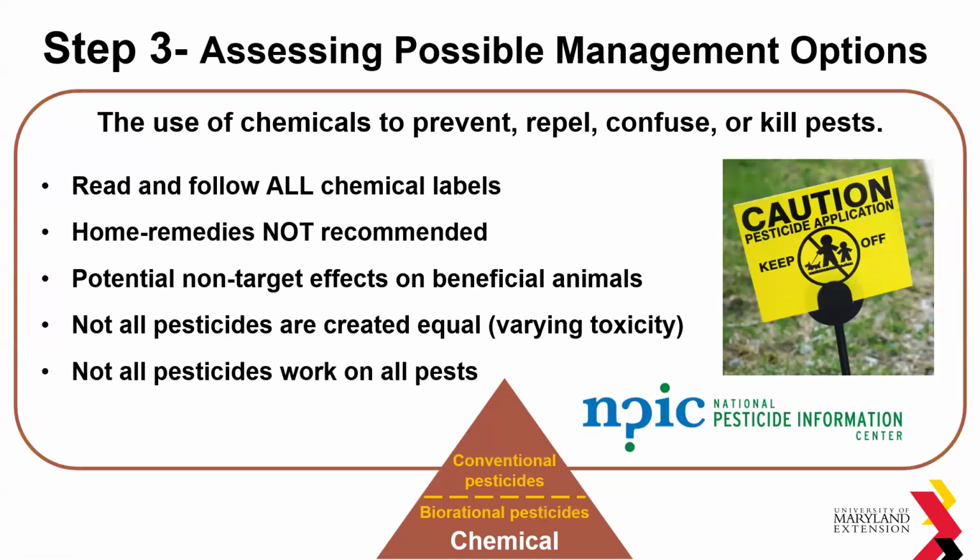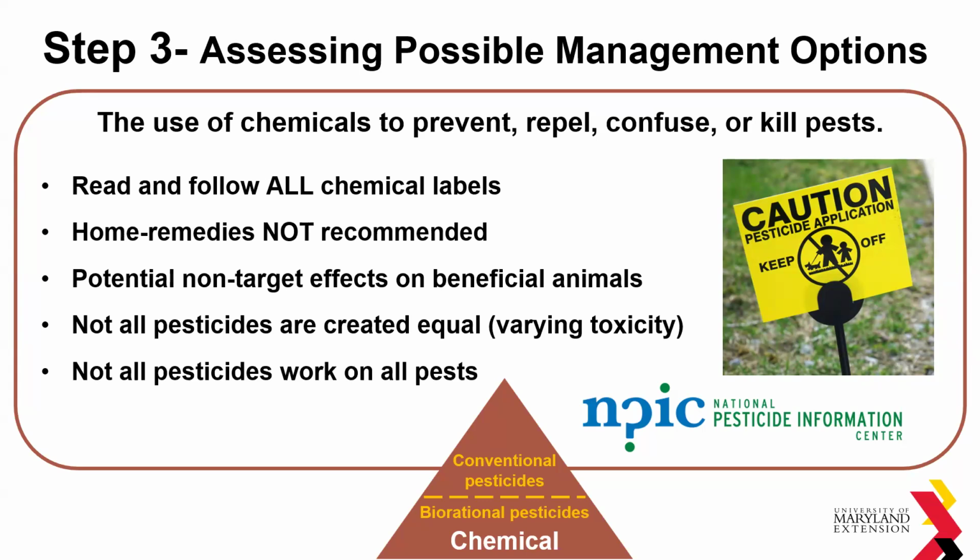Moving up to the top of our control pyramid, we have our chemical control options, which is the use of chemicals to prevent, repel, confuse, or kill pests. So it's really important to read and follow all chemical labels. This is important for us to practice ourselves and to teach others about: the label is the law. All the important information we need to know is on that chemical label. We want to read all the directions, all the safety precautions, all the recommended personal protective equipment before we use the product, during using the product, and after the fact when it comes to storage and disposal.